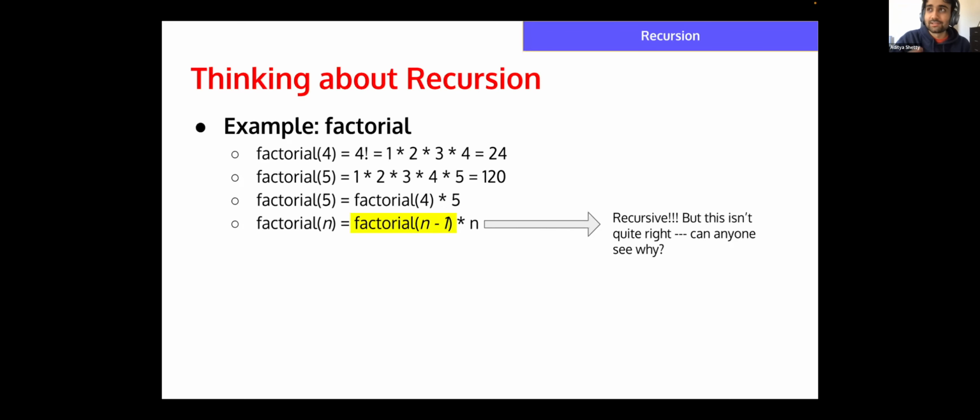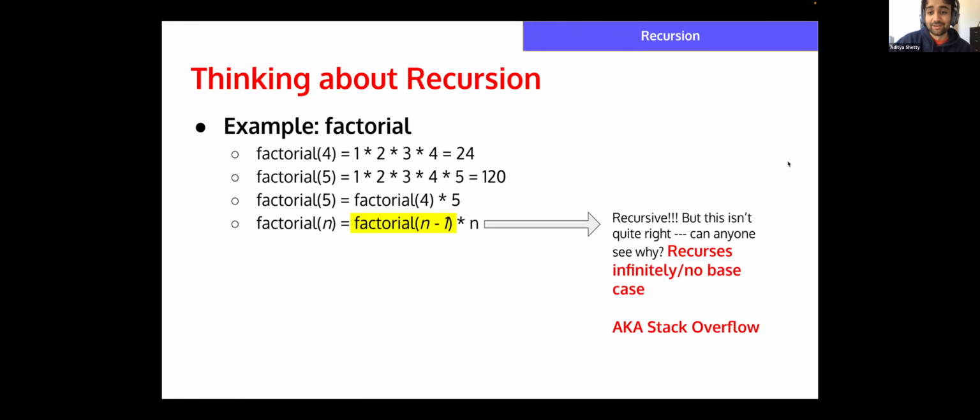But this definition that we have here in the last line isn't entirely correct. Does anyone know why it's not entirely correct? You can just speak up or put it in chat. There's no base case, so the implementation of factorial will be infinitely recursive. Right. Yes, that's exactly right.